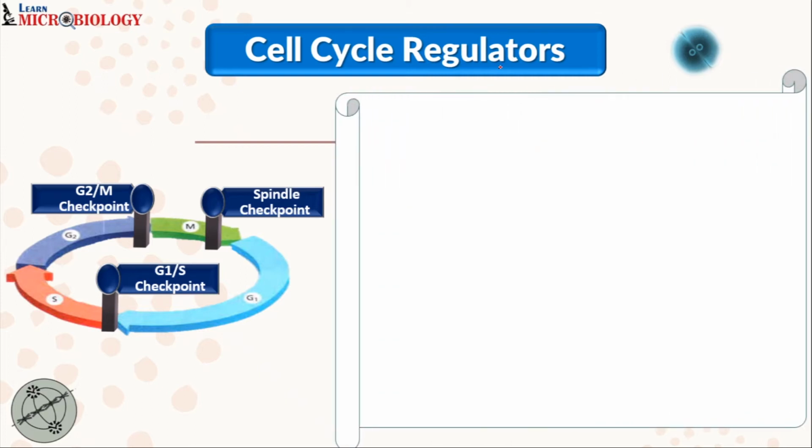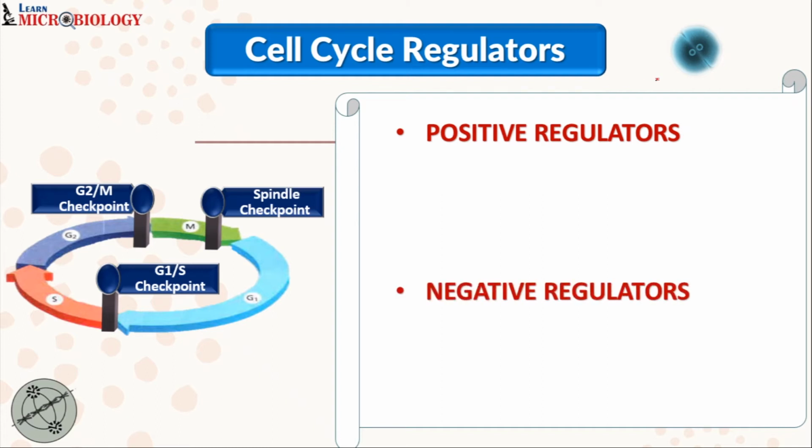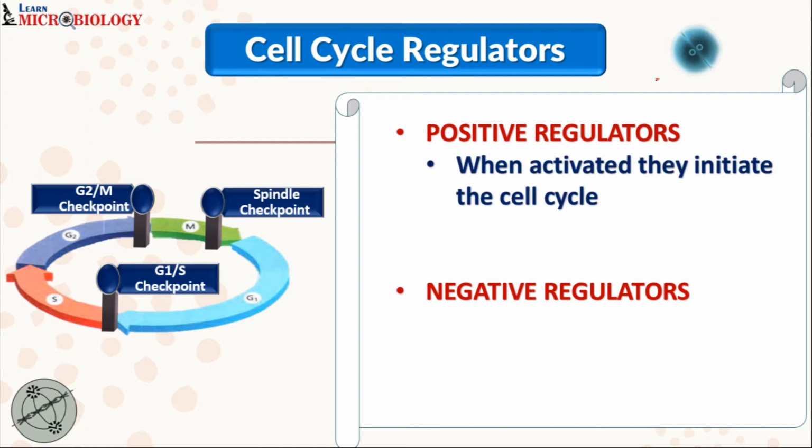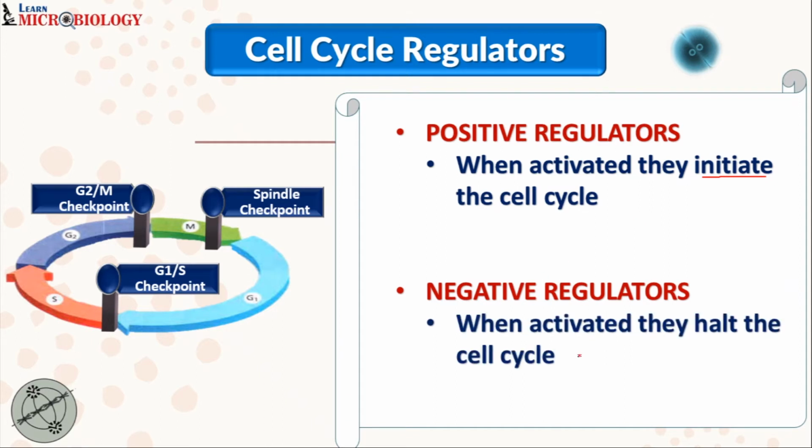Cell cycle regulators are of two types. One is a positive regulator and second one is a negative regulator. Positive regulators are those molecules when they are activated, they will initiate the cell cycle or they will allow the cell cycle to progress further. While negative regulators are those protein molecules when they get activated, they will halt or they will stop or they will block the cell cycle.